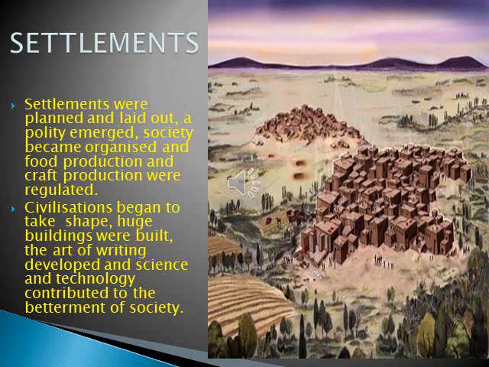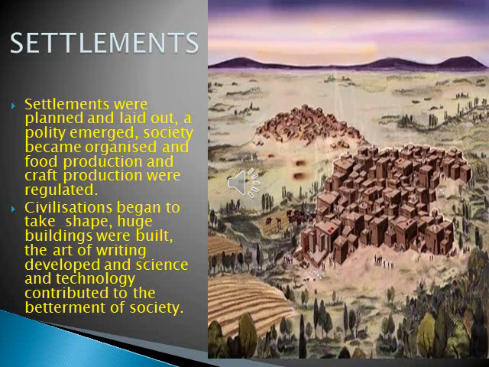Food production: human beings began to practice agriculture. At the end of the Neolithic period, human beings began to practice agriculture. Then craft production. What do you mean by craft? The things made by hand, which require some skill. Now human beings practiced agriculture and some practiced craft production. So they were regulated, properly organized. So civilizations began to take shape.